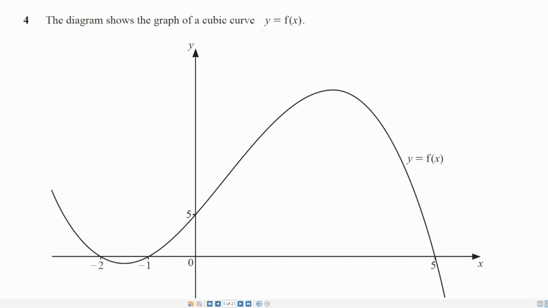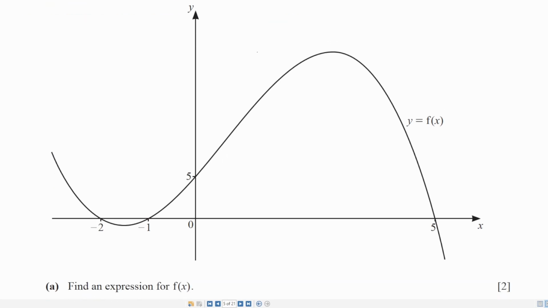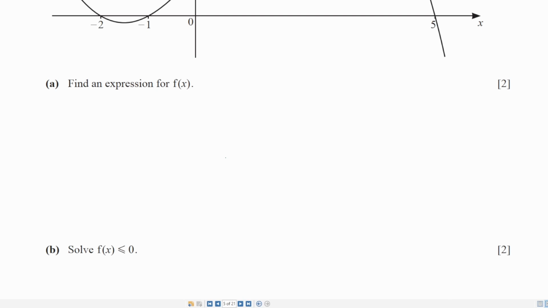Alright, moving on to our next question. The diagram shows the graph of a cubic curve y is equal to f(x). So if we scroll down here, we can see that this is our graph. It's a cubic graph, and this graph intercepts the x-axis at -2, -1, and 5. It also has a y-intercept of 5. So we have to find an expression for f(x) over here.